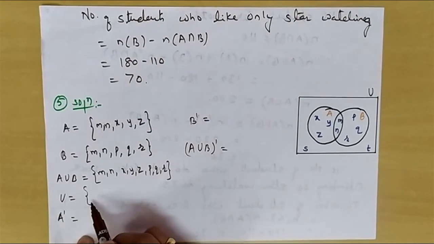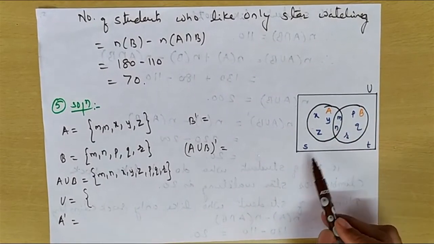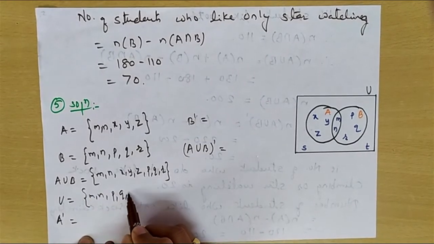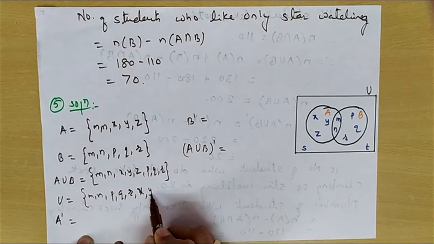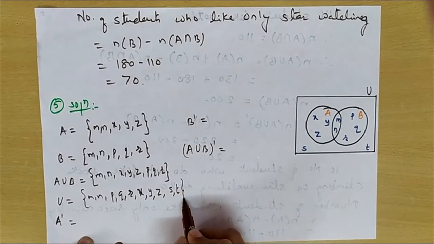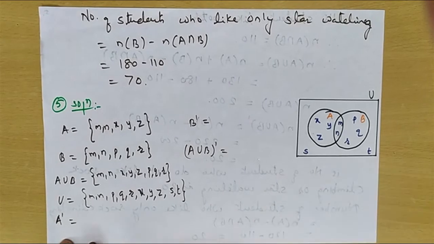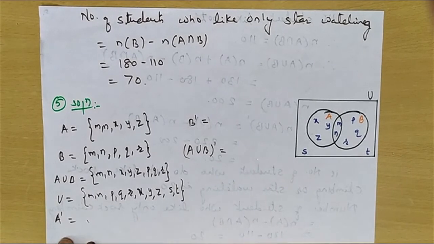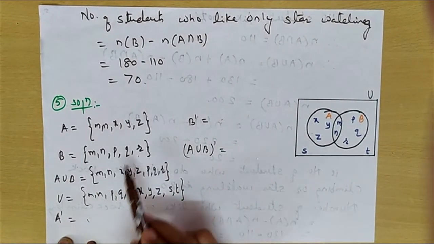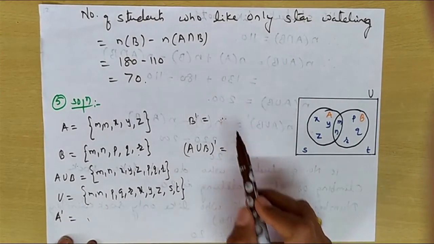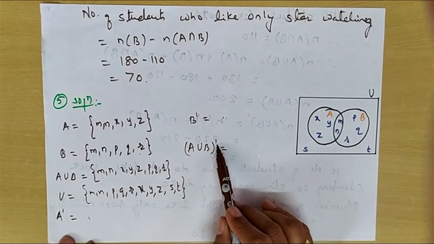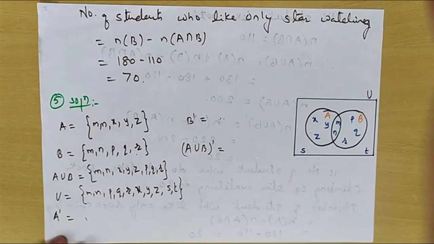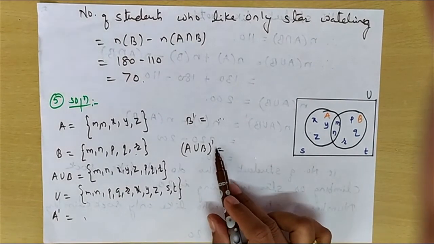The universal set will be both the sets A and B plus these two elements S and T. So M, N, P, Q, R, X, Y, Z, S, T. For A complement, you have to remove these elements from the universal set and write the remaining elements in A complement. For B complement, remove these elements from the universal set and write down the remaining elements. And for the complement of A union B, remove these elements from the universal set and write the remaining elements.